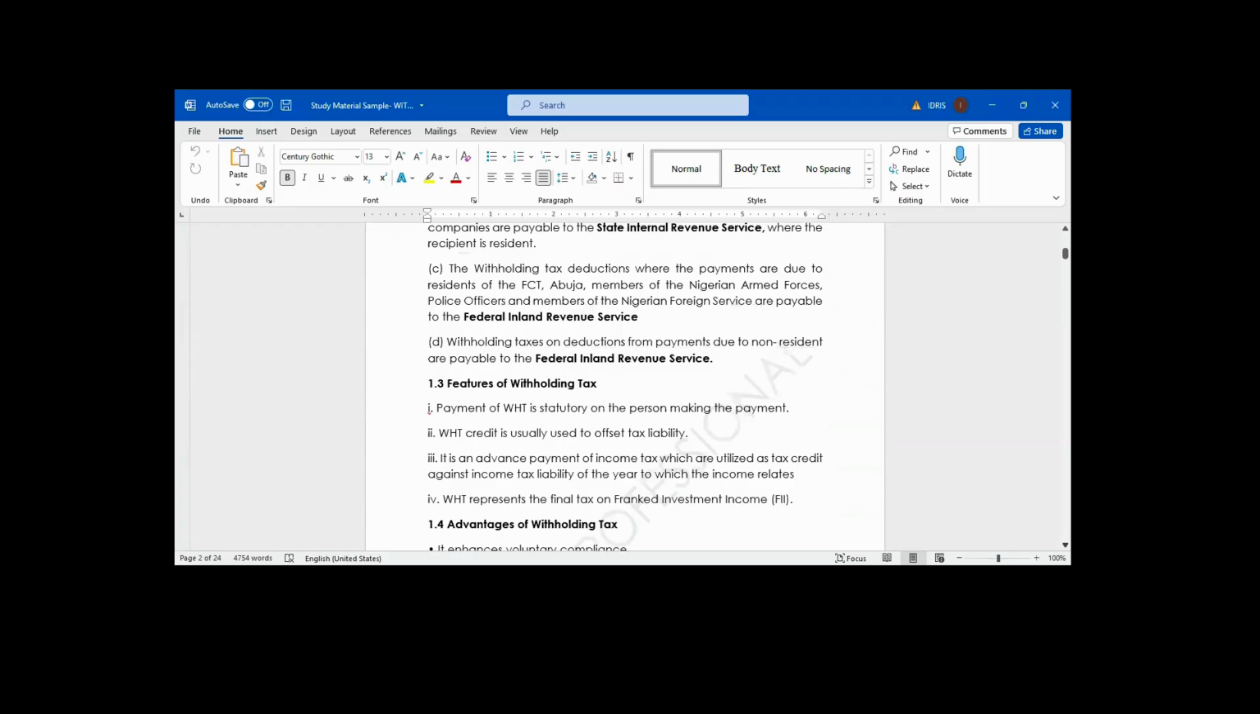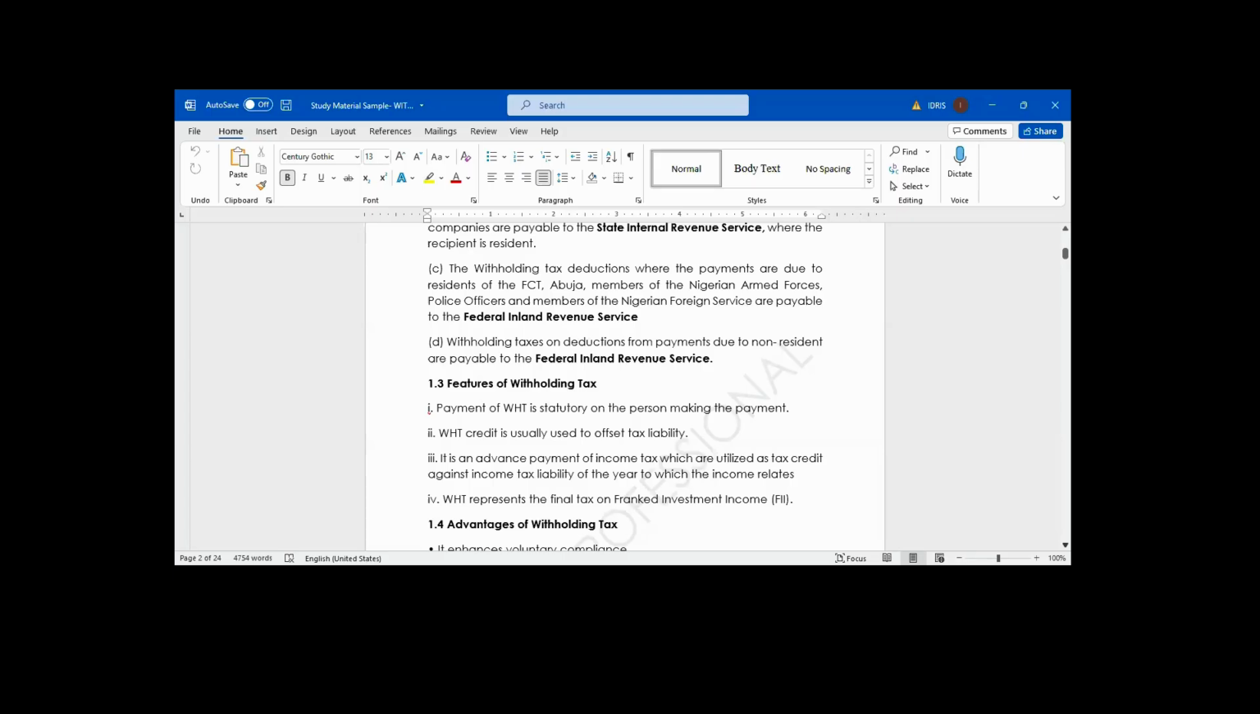However, if withholding tax is deducted from a non-resident individual, somebody that does not reside in Nigeria, that withholding tax will be remitted to who? The Federal Inland Revenue Service.